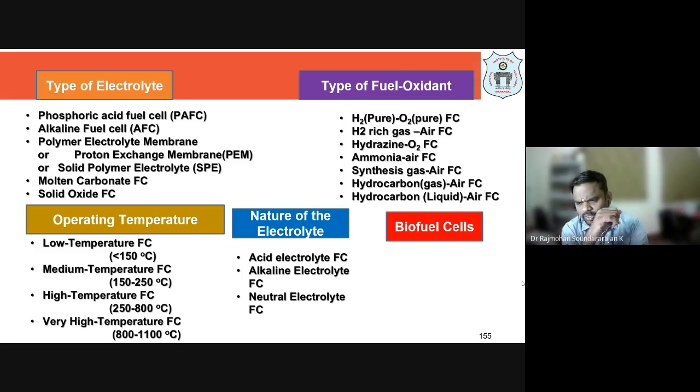And what about biofuel cells? In biofuel cells, we can use either microorganisms or enzymes. That we will discuss in detail later. Okay, so based on that also, we have biofuel cells and non-biofuel cells. Under the biofuel cells, it can be either microbial fuel cells or enzymatic fuel cells.